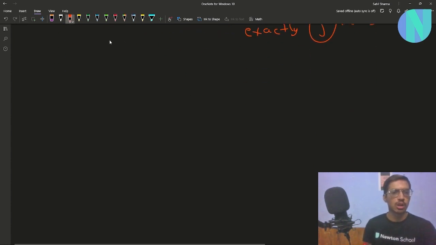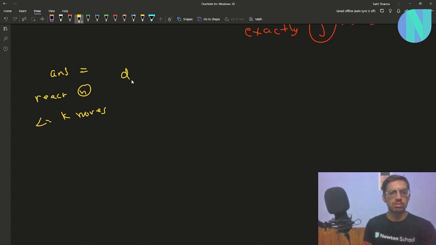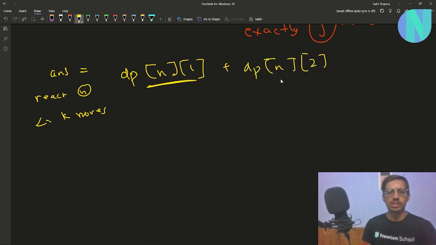So my final answer will be how much? My final answer is reaching cell n in less than or equal to k moves. So this is just equal to DP of n, 1, that is if I reach cell n in exactly one move, plus DP of n, 2 if I reach cell n in exactly two moves, and so on up to DP of n, k. So that will be my final answer.